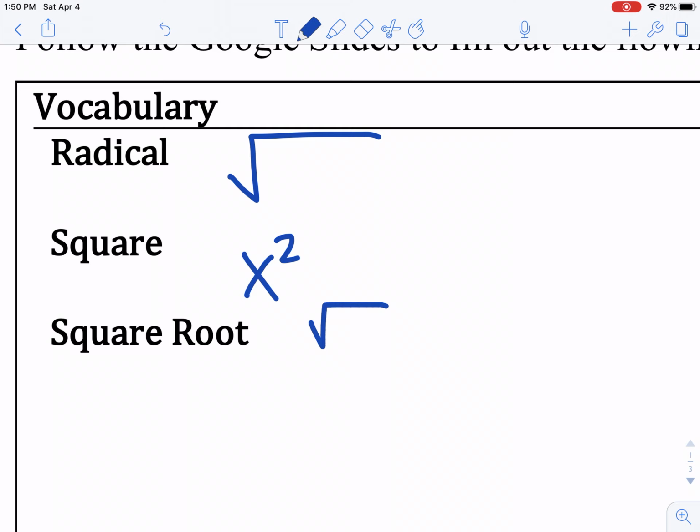So the square root and the square, these guys are opposites. It's like multiplication and division, how they're opposite of each other. A square root and a square are opposite of each other. They are what we use to cancel something out. Okay.